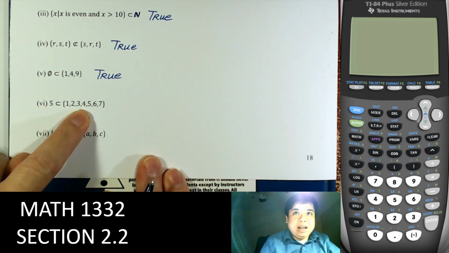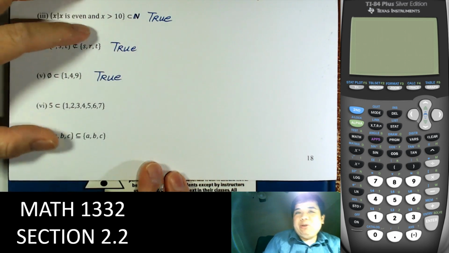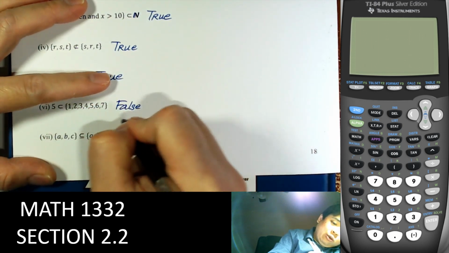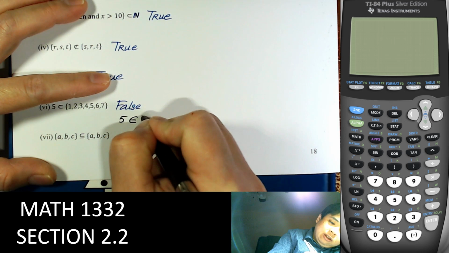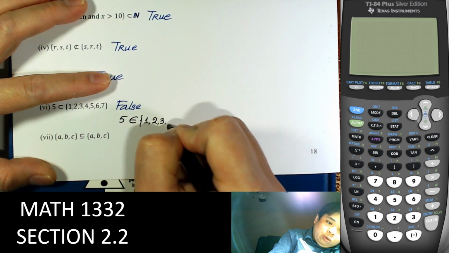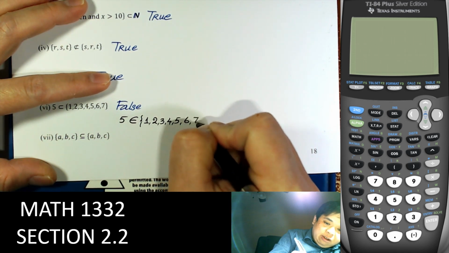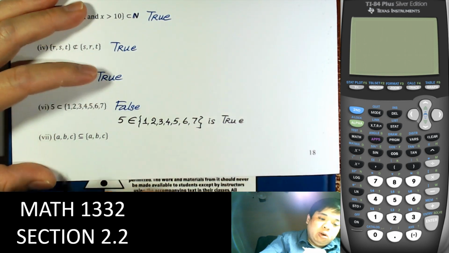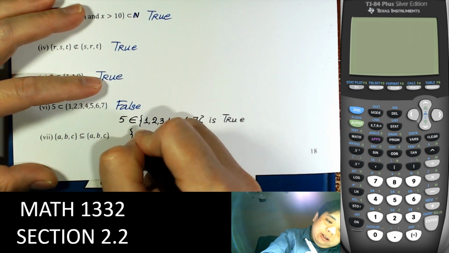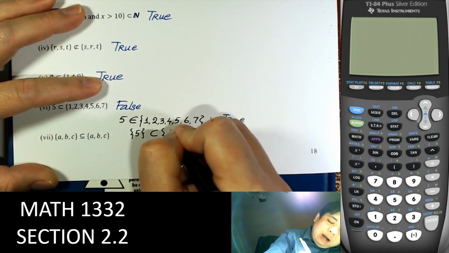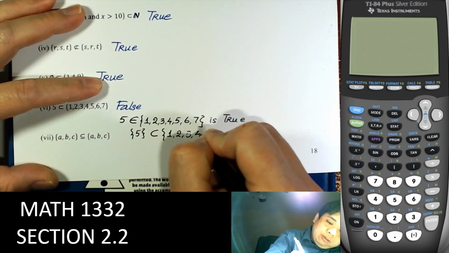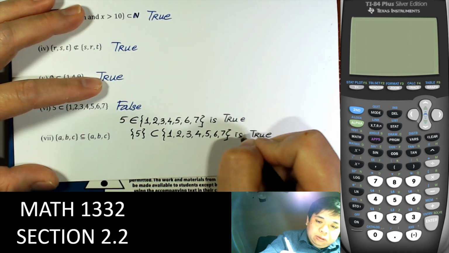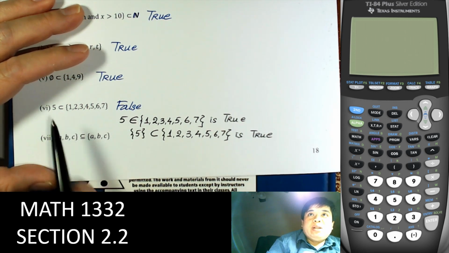5 is an element of that set. It's just the wrong symbol, so it's still false. If we want to write it correctly, we have to say 5 is an element of {1, 2, 3, 4, 5, 6, 7}. So this is the proper way to do that. Or we can say the set {5} is a subset of {1, 2, 3, 4, 5, 6, 7}. So this is also true. But not that one, that one is false.